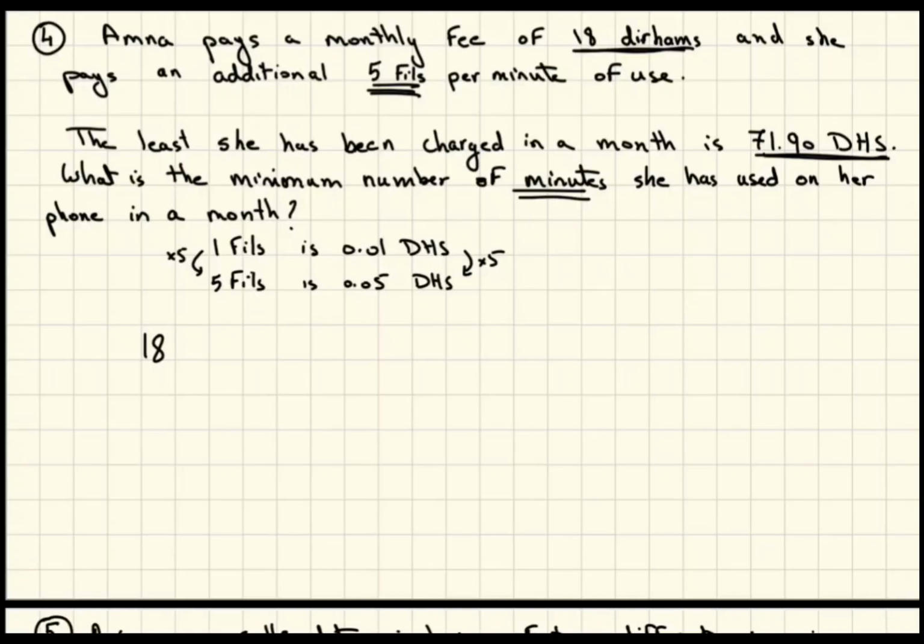Now, once she starts using her phone and calling people, she's gonna be charged 5 fills per minute. If she calls only 1 minute, it will be plus 0.05. If she uses 2 minutes, it will be 0.05 times 2. If she does 3 minutes, it will be times 3, and so on. Now, because we don't know how many minutes were used, I'm gonna denote it by x.